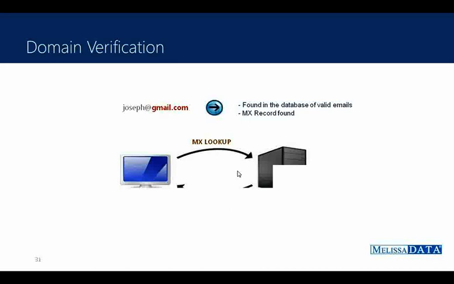So if you give us joseph@gmail.com, we will verify that gmail.com exists, and then you can send mail to it. And that's pretty much it. But you've not verified if Joseph actually exists in gmail.com. This is one of the limitations of MX Record: it can only validate the domain part for you.